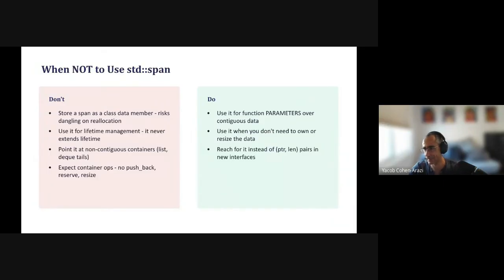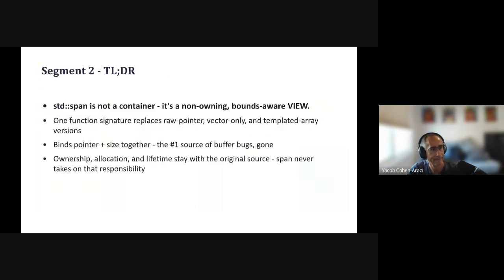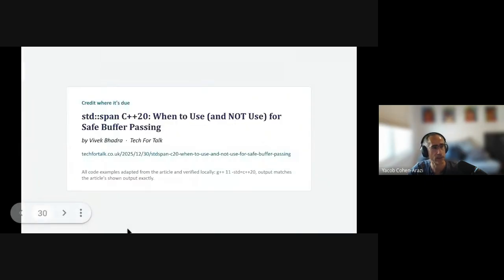So if you're working with AI, if you review AI code, if you look at legacy code or any code, and you see these pointer-length pairs, this is a good opportunity that you should use std::span. It's not a container, it's not owning, but it's a bounds-aware view. Yeah, we already mentioned that. And there is a good paper here, which I took a few ideas from.